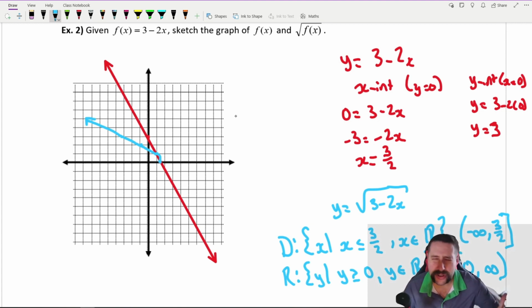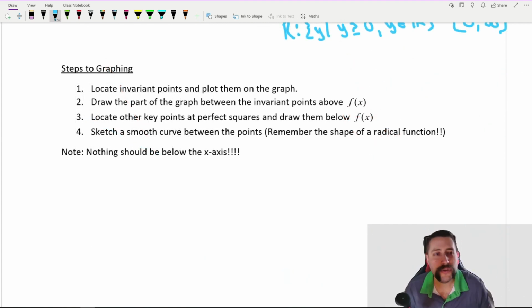Okay, so both are acceptable. Make sure you check with your teacher to see which one they prefer or if they have a preference. Okay, so this is just an example of how you can write it both ways. Okay, moving forward, I'm going to write it this way for your domain and range. Which brings us now to the steps to graphing.